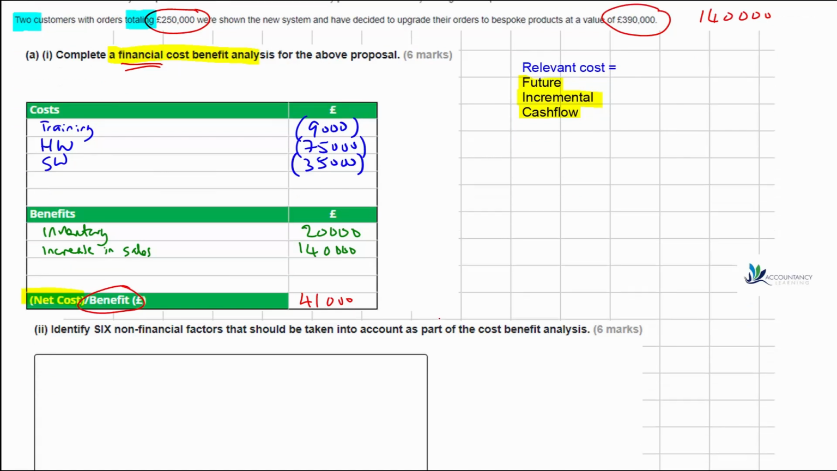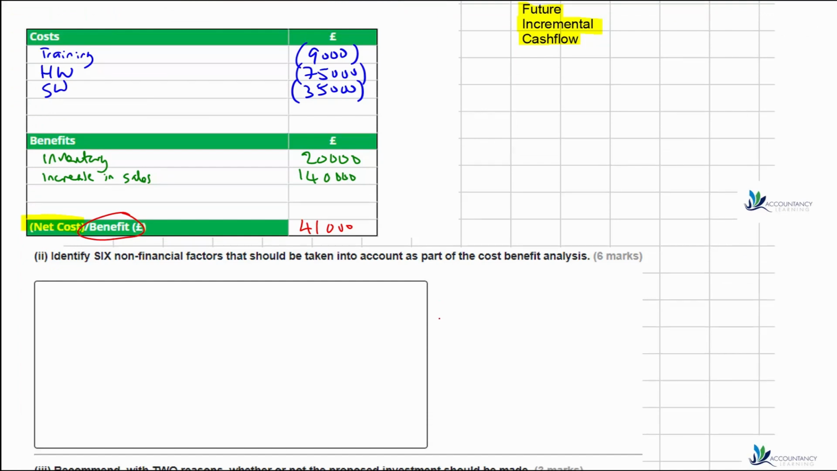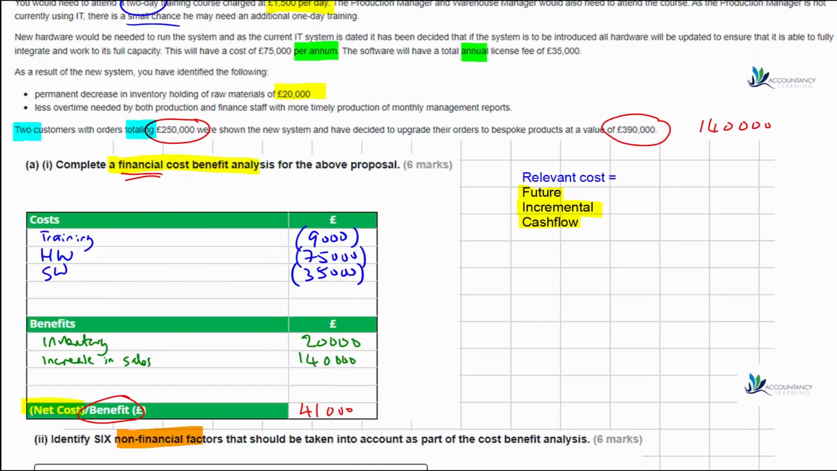Right, moving on then, it asks us in part 2 to identify 6 non-financial factors that should be taken into account when we are thinking about this cost-benefit analysis. Well, we've got some information about this in the text, haven't we? We're told that we will need less overtime for production and finance staff, and we're going to have more timely production of monthly management reports. So both of those answers can be included in part 2 of the question.